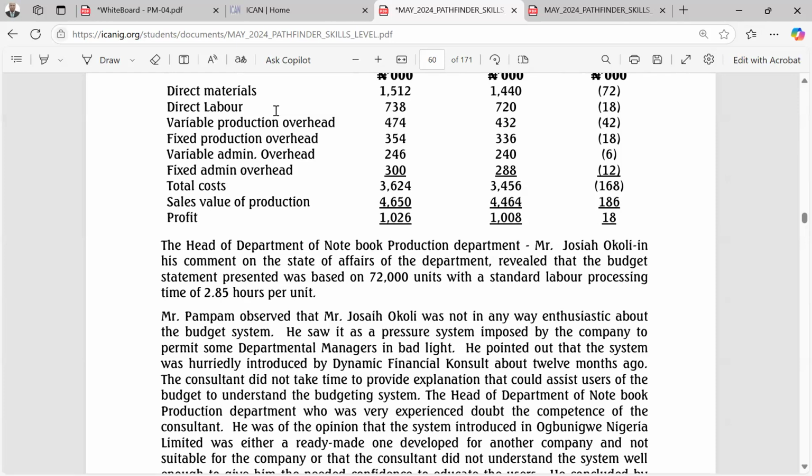And with a standard labor processing, just a moment, let me plug my laptop.